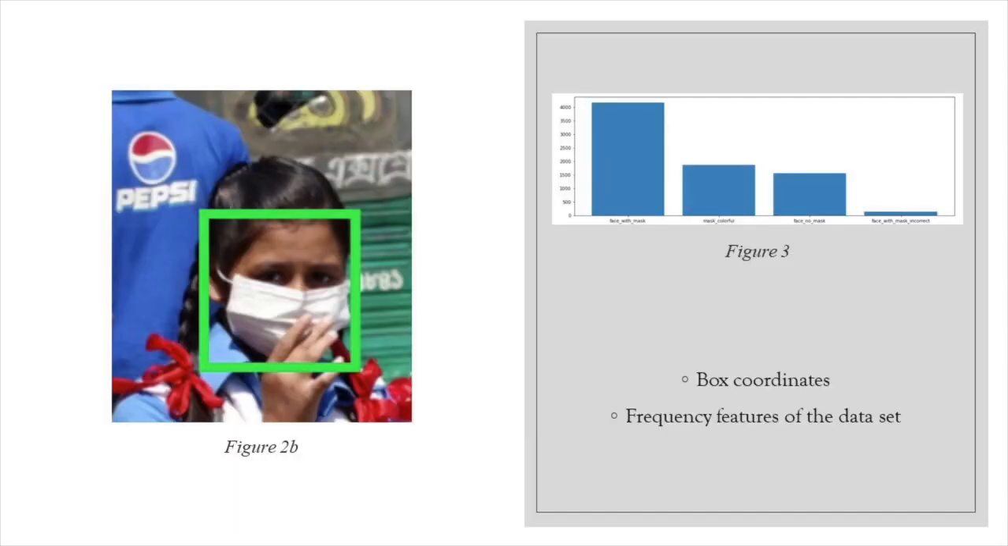Figure 2b is a good representation of usefulness of the box coordinates in our input data. This is because not only did the program recognize the face mask, but also that it was worn properly. Figure 3 shows the frequency of some features contained in our dataset out of 6,024 images. This figure shows the number of data points for each classification that we derived from the datasets.